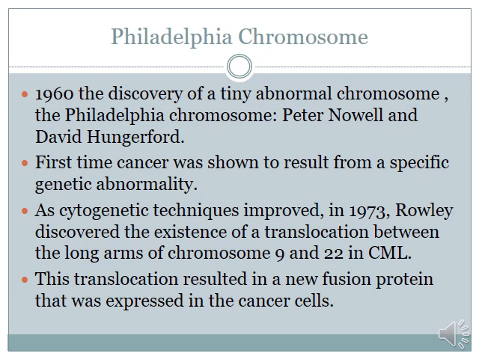In 1960, the discovery of a tiny abnormal chromosome, the Philadelphia chromosome, by Peter Nowell and David Hungerford was a great breakthrough. It was the first time cancer was shown to result from a specific genetic abnormality. As cytogenetic techniques improved, by 1973, Rowley discovered the existence of a translocation between the long arms of chromosomes 9 and 22 in chronic myelogenous leukemia. This translocation resulted in a new fusion protein that was expressed in the cancer cells.